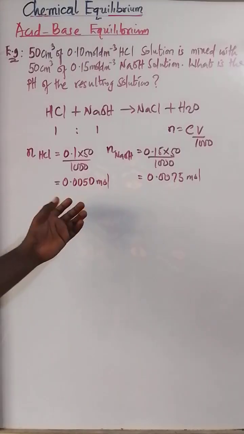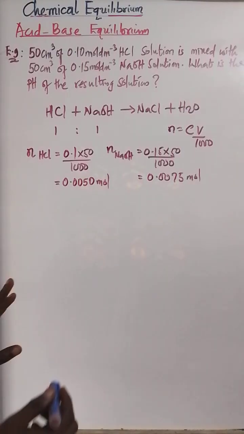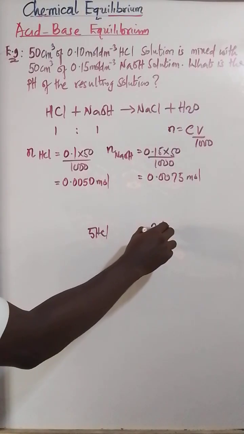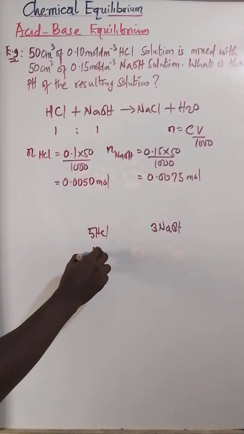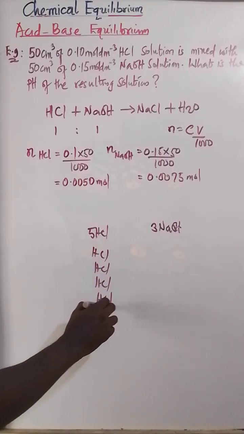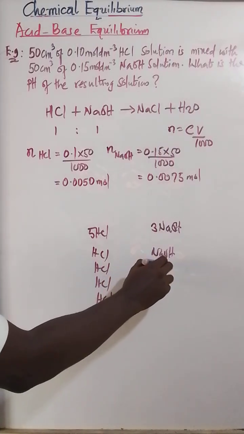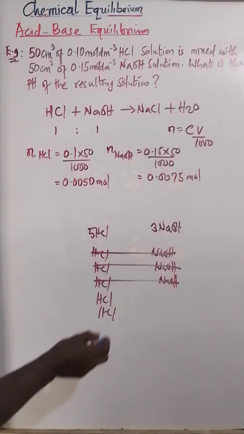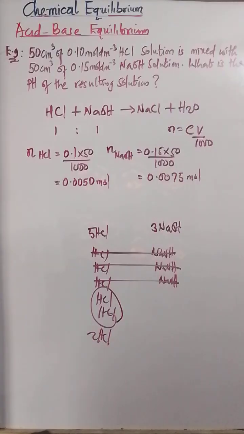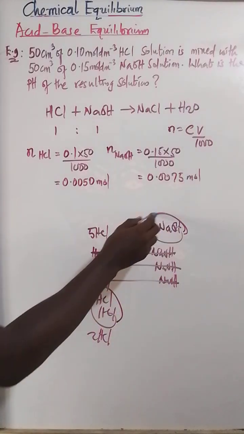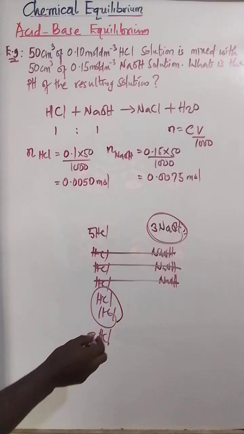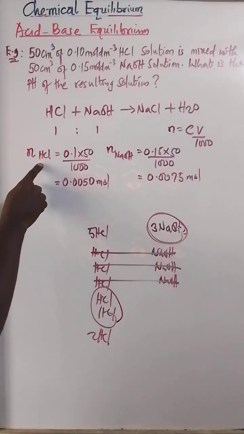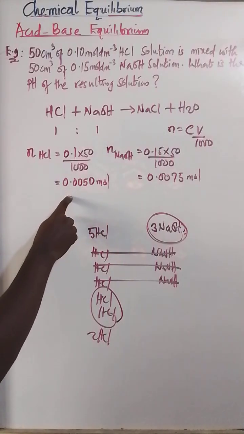So since HCl has lower amount, let me break this down. For example, if we have, let's say, 5 HCl and we have, let's say, 3 NaOH, so for every NaOH there is one HCl that reacts with it. So what happened? This remaining 2 HCl is useless. Why? Because NaOH has been used up. So this NaOH in this case is called the limiting reagent, and the remaining HCl will remain unused. So the one that has lower amount is the limiting reagent. In this case, HCl has lower amount, so it is the limiting reagent.